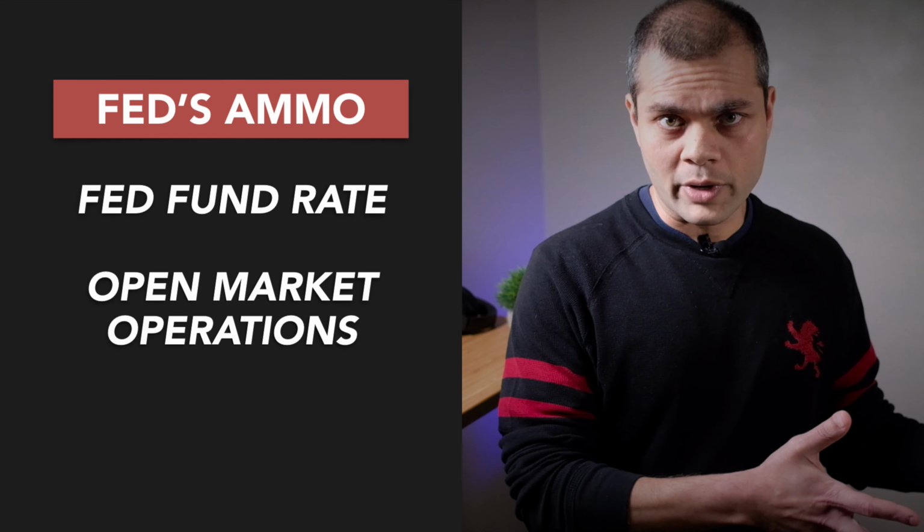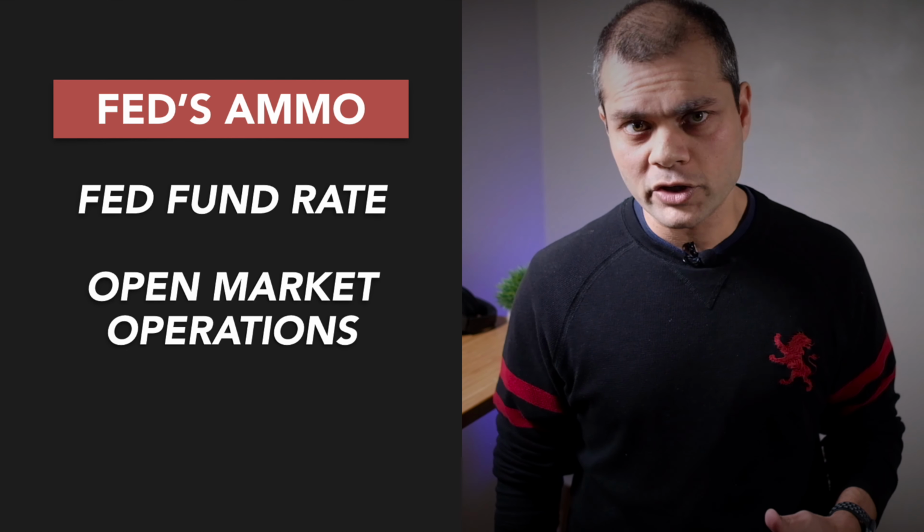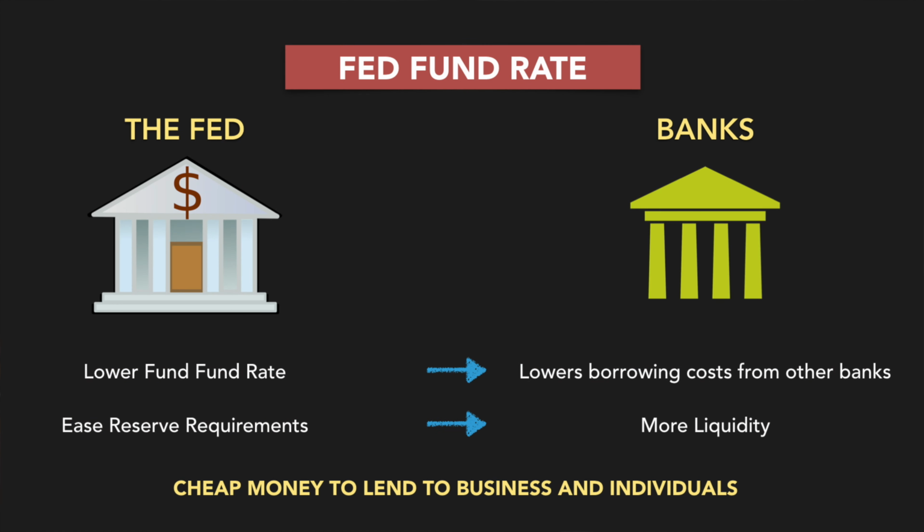So how does this work? The Fed has two tools it relies upon: Fed fund rate and open market operations. When you hear that the Fed lowered the interest rate, they're talking about the Fed fund rate. Over the weekend, the Fed announced that the Fed fund rate is now targeted at 0 to 0.25%. See, when the Fed wants to print money, it lowers the target for the Fed fund rate.